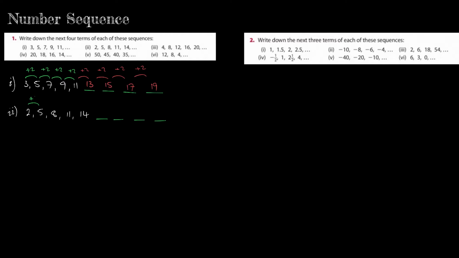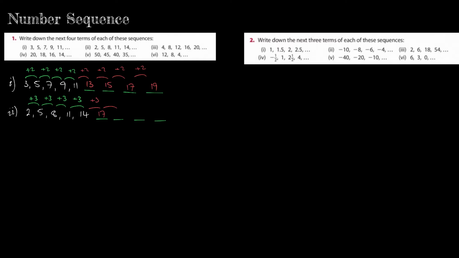Or sorry, plus 3 even. We can see that that's constant. So it's plus 3 in each of those cases. So to get the next one, I need to add 3, and 14 plus 3 gives you 17.